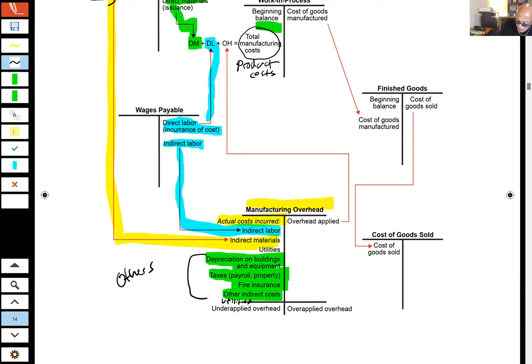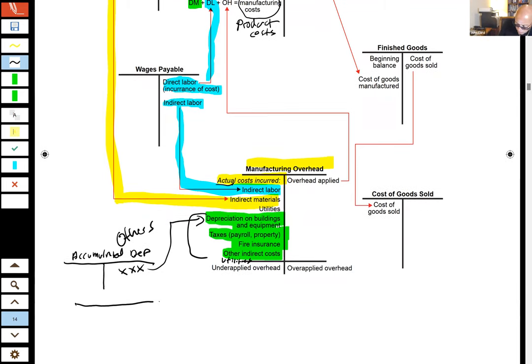Now, let's just think about some of the credits here. The debit for the depreciation would be to the actual side of the manufacturing overhead, but what would we have on the credit side? The credit side would be accumulated depreciation. So in a retail entity, you would just debit depreciation expense. Here, we would debit the manufacturing overhead and credit the accumulated depreciation, okay?